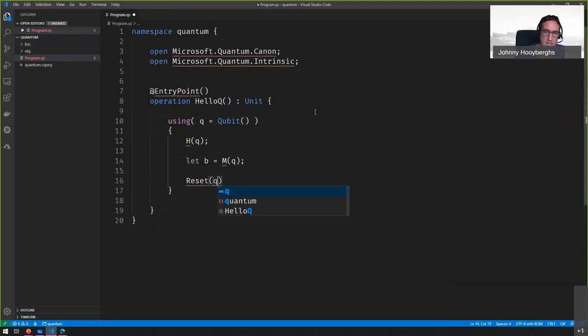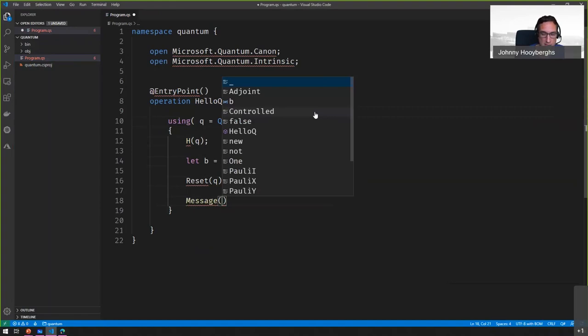Q-sharp requires that you always reset your qubit. So if your qubit is in state 1, you always need to reset it to state 0. So they have a reset operation for that. And then I can show a message on the console, basically, that will show me the final end result of my bit, if it's going to be 0 or 1.